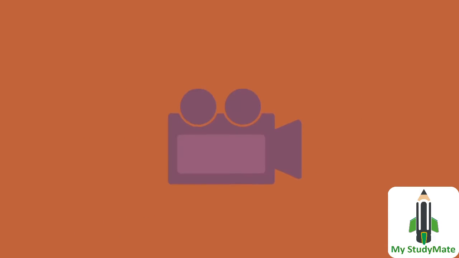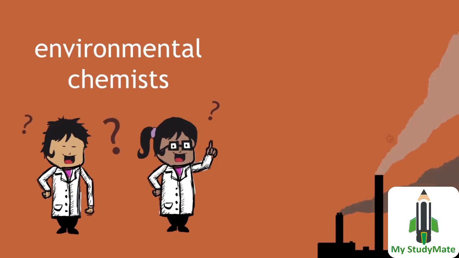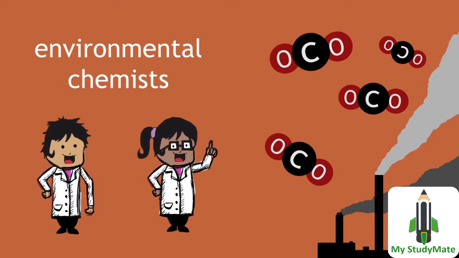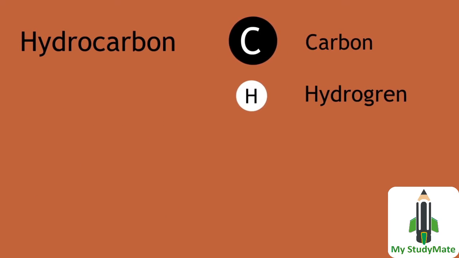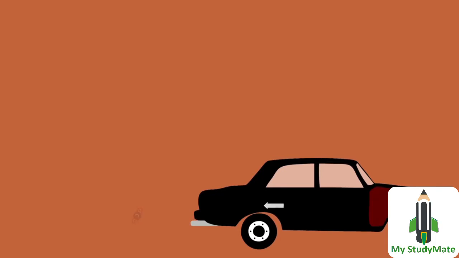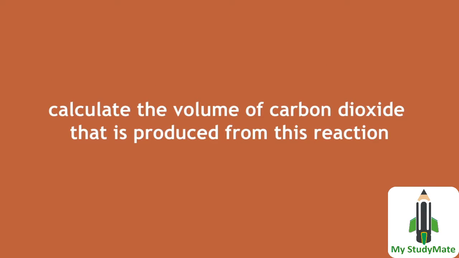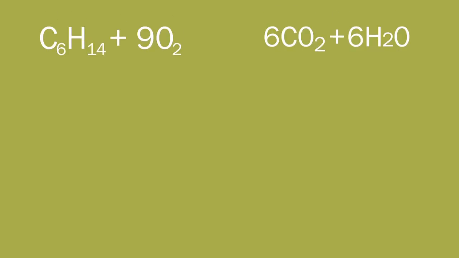In my previous video, we talked about environmental chemists wanting to know how much carbon dioxide is produced from burning of fuel. The major part of petrol is a hydrocarbon called hexane. When it is combusted in a car engine, it produces carbon dioxide, a gas, and water. We are going to try and calculate the volume of carbon dioxide that is produced from this reaction.